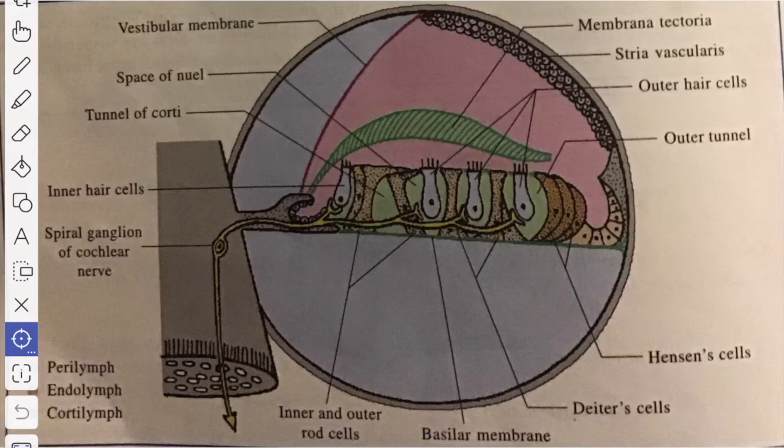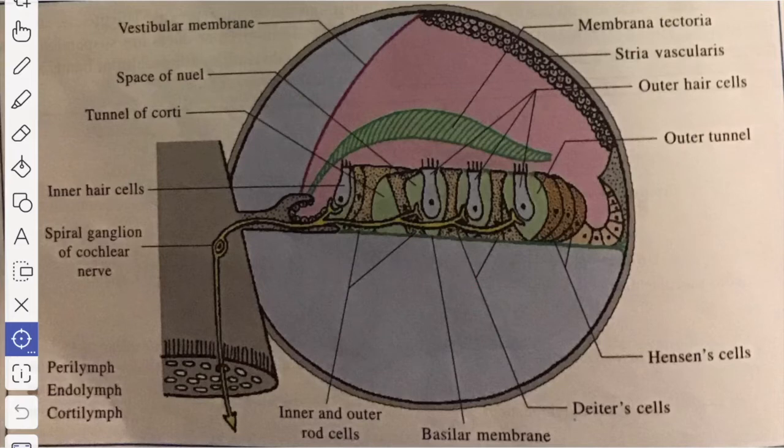The corti lymph resembles the perilymph and not the endolymph. It has a high sodium and low potassium ion concentration. The ionic composition of the corti lymph is maintained by the basilar membrane, which acts as a sieve for the ions to pass from the perilymph of the scala tympani.